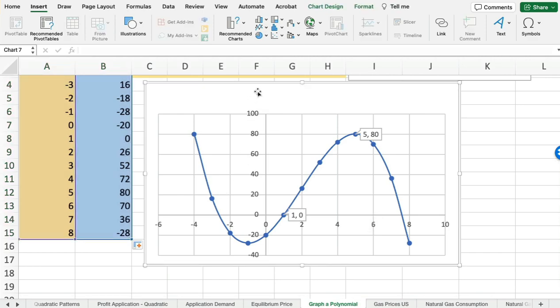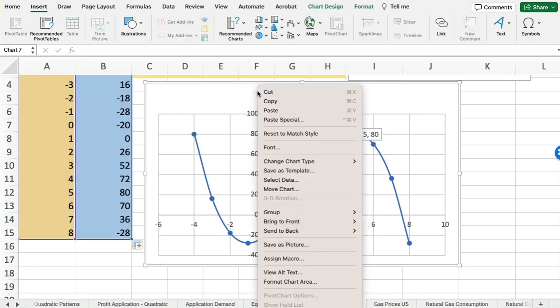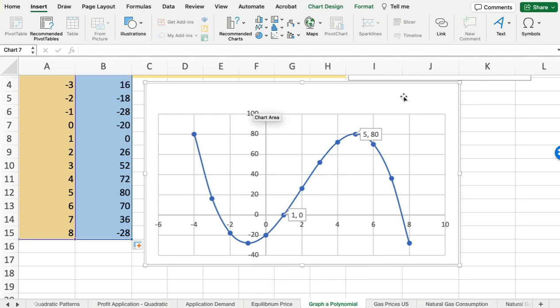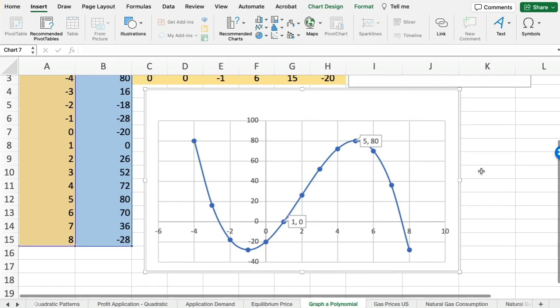So in Excel, you can click on this and you can actually save it as a picture. So save as picture is an option there. And so you can embed it in a homework assignment or something.